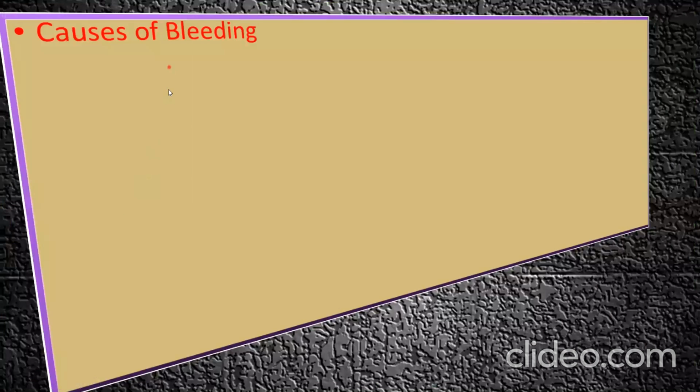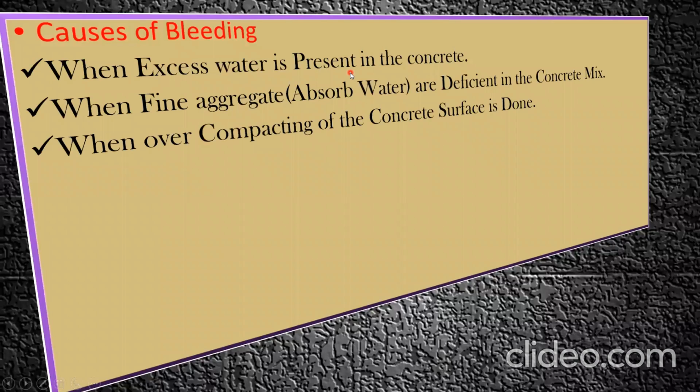Coming to the causes of bleeding, we'll try to see what they are. First, when excess water is present in the concrete, obviously there will be bleeding. The second is when fine aggregate is deficient in the concrete mix. What do you mean by this? If the fine aggregate, that is sand, is very less in quantity, then bleeding is going to happen. That means water will come to the surface.